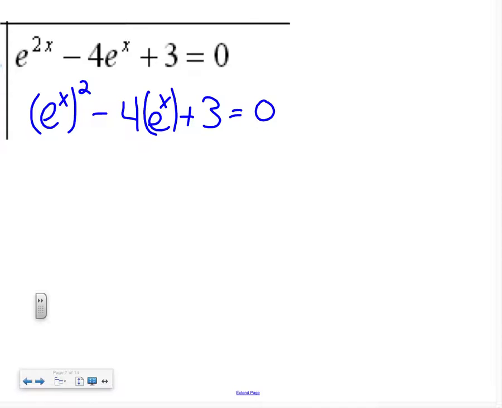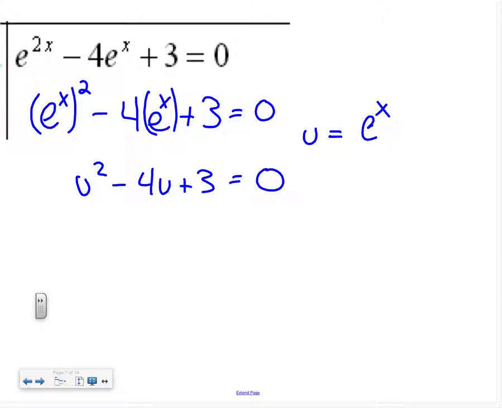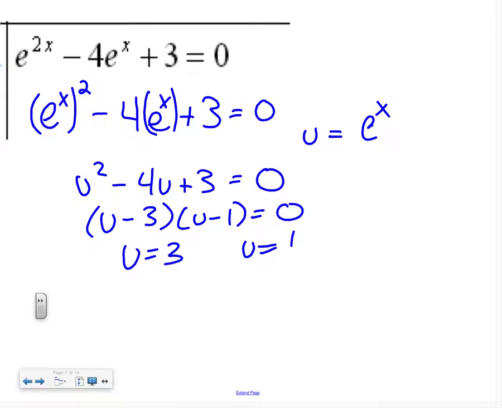So what I'm going to do, the best thing to do is just do a substitution. Let u be e to the x. So what you have is u squared minus 4u plus 3 equals 0. And that's something you can deal with, right? You can factor it. How does it factor? Factors of 3 that add to negative 4. Negative 3 and negative 1, right? Is that right? So it's (u minus 3) times (u minus 1) equals 0. So I get u equals 3 or u equals 1, right?